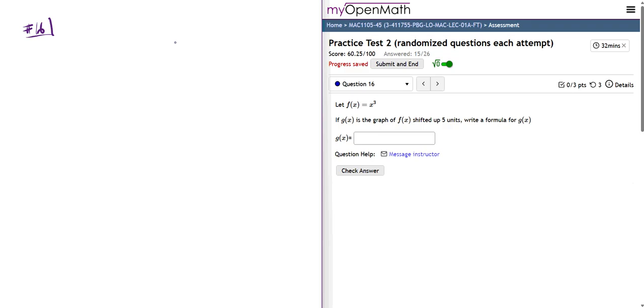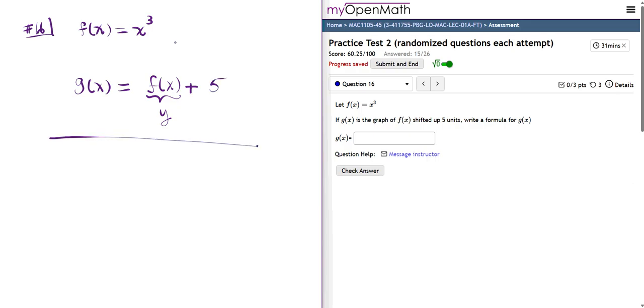So now I have f of x, let f of x equal x cubed, okay? If g of x is the graph of f of x shifted up 5 units, write a formula for g of x. Okay, so g of x is taking f of x and shifting it up. So the function values are y values. So if I take this y value and shift it up 5 units, then I'm simply adding 5 to the y value to shift it up.